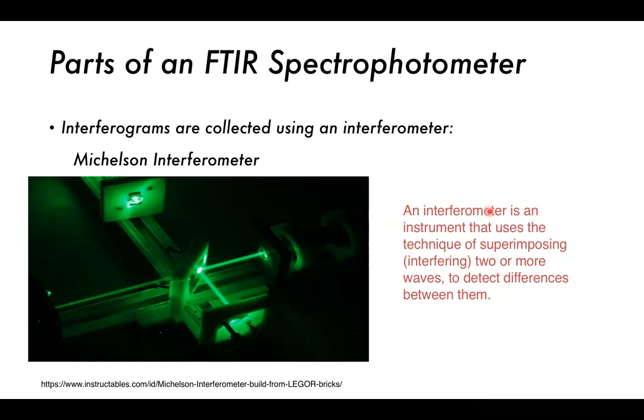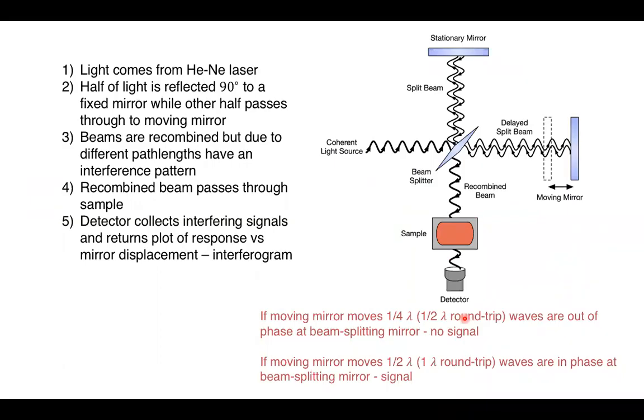So an interferometer is an instrument that uses the technique of superimposing, interfering two or more waves to detect differences between them. So how does this interferometer work? The light comes from a helium neon laser typically. The light sources that we're using for an FTIR spectrometer are different from what we were using before. We're not using a tungsten lamp anymore. We're not using glow bars, etc. Those are for dispersion and scanning instruments.